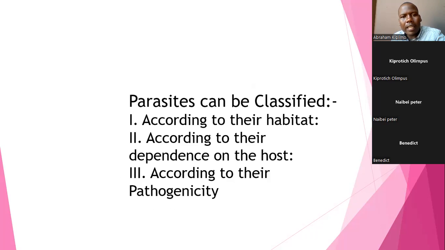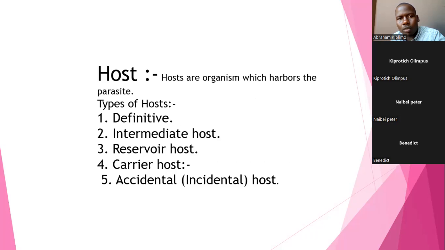Parasites can be classified according to the habitat, that is where they reside. If it resides outside the body of the host, it is known as an ectoparasite. If it resides inside the body of a host, it is called an endoparasite. Then according to their dependence on their host, we have the definitive host, and according to their pathogenicity, that is the disease or harm that a parasite causes to the host.